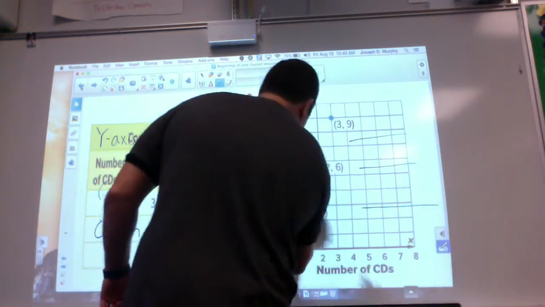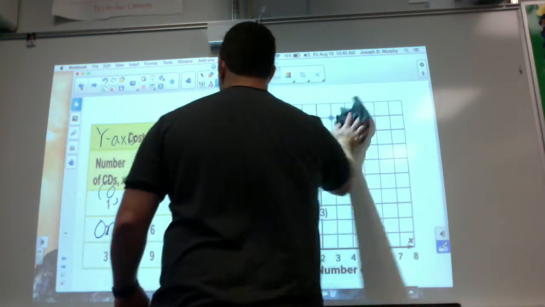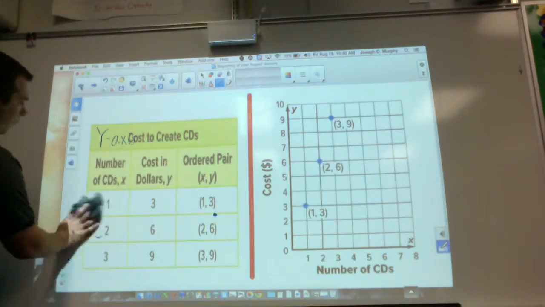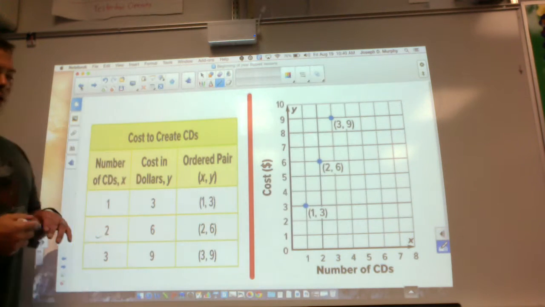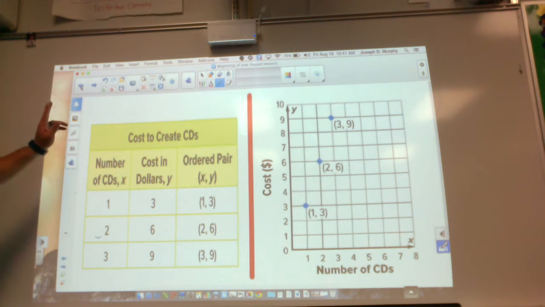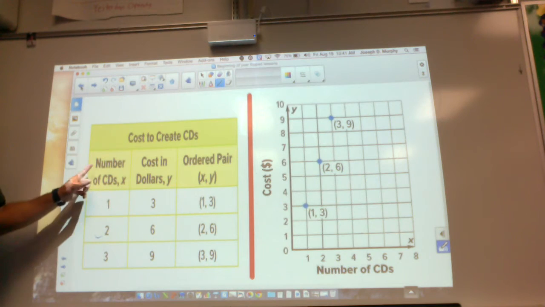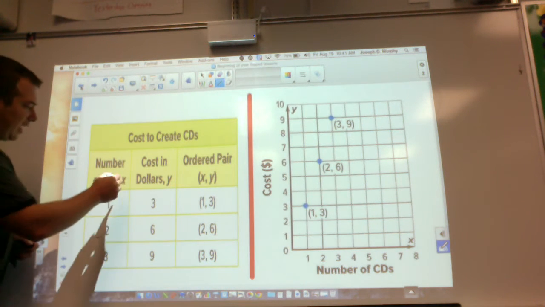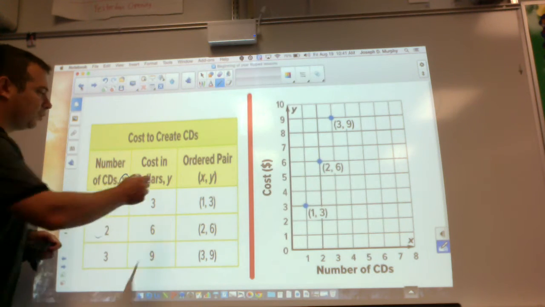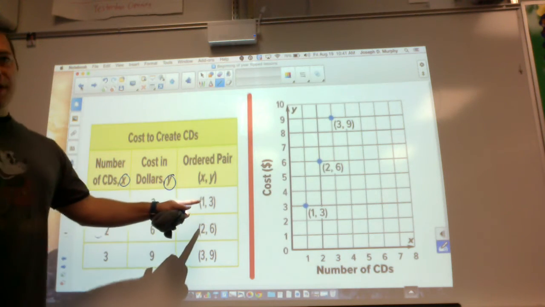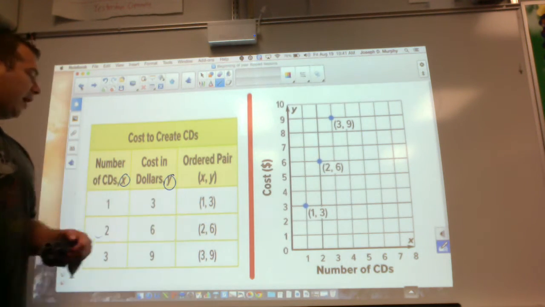All right, so let's do one together. Or this one is pretty much already done for us. We have some ratios going on right here in a rate. Let's see. Cost to create CDs. For every number of CDs, and notice how there's an X right there, it's going to cost you a certain amount of dollars, your Y. When you combine them, you get your ordered pair of X, Y.